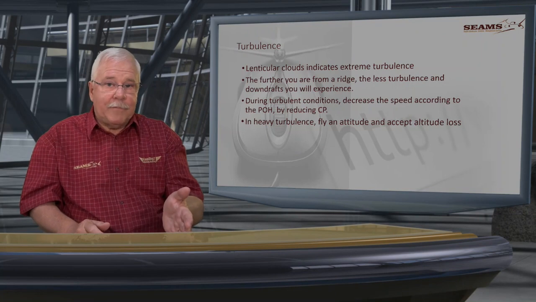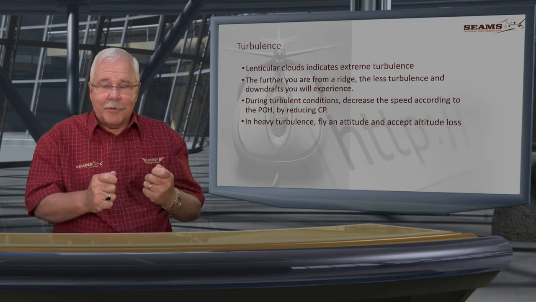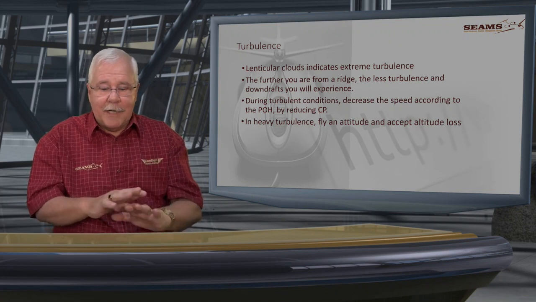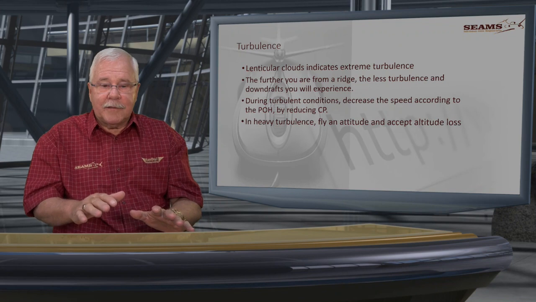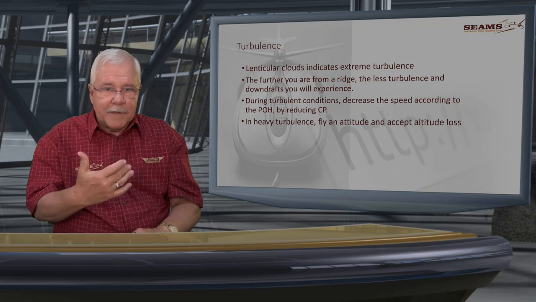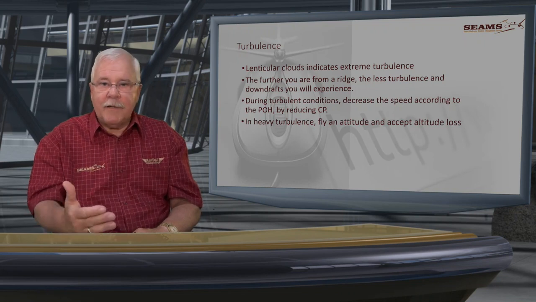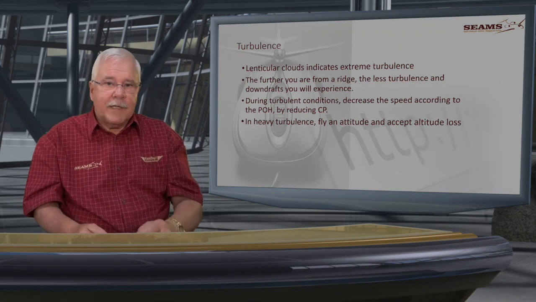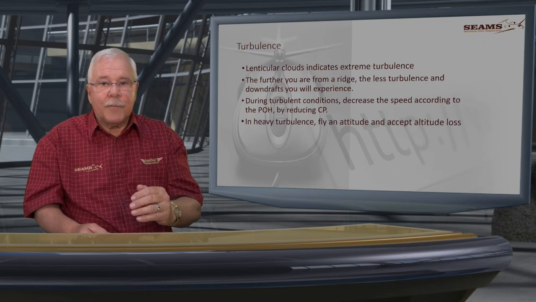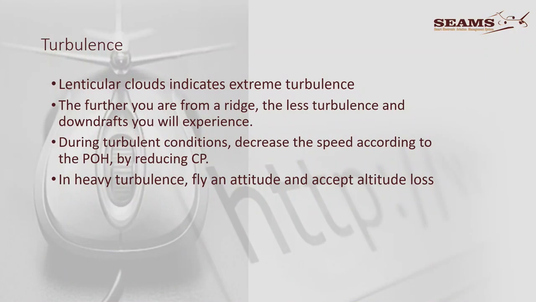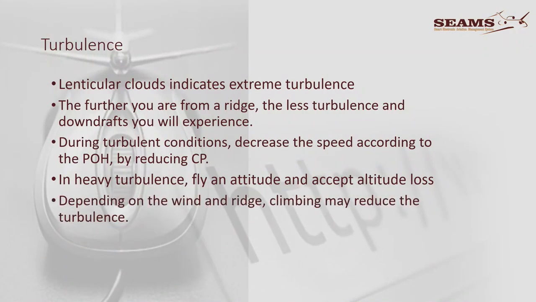And that's why I said if you're caught in that downdraft, max continuous power, 40 knots, and just leave it there. And then you've got to accept the drop in height. But remember, if there's heavy turbulence and there are heavy up and downdrafts in whatever kind of weather, for every downdraft there's an updraft. But every downdraft must stop somewhere because it cannot flow into the ground. Depending on the wind and ridge, climbing may reduce the turbulence.